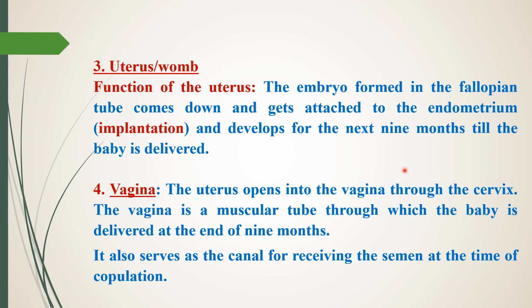So the uterus opens into the vagina through the cervix, and the vagina is the muscular tube. It helps in the delivery of the baby after the completion of the 9 months, and its other function is to serve as the canal for receiving the semen at the time of copulation.